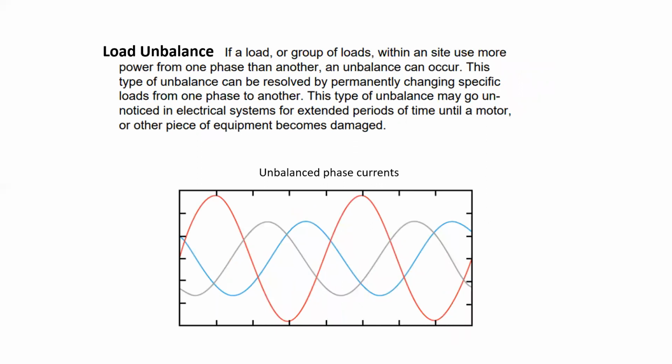Load unbalance has to do with a load or group of loads within a site that use more power from one phase than another. This leads to an unbalance. Now, this type of imbalance can easily be resolved by simply changing where the loads connect onto each phase. And it may go unnoticed on an electrical system for long periods of time until a motor or another piece of equipment becomes damaged.